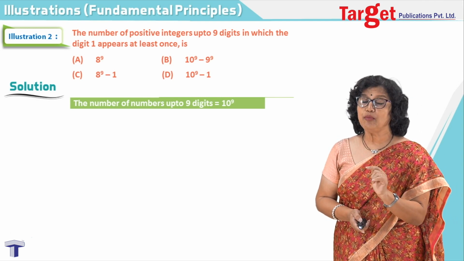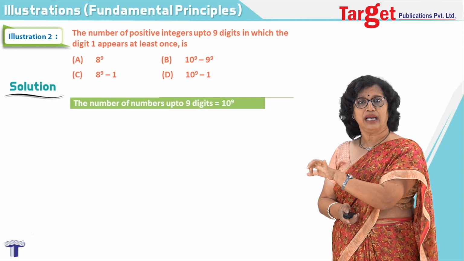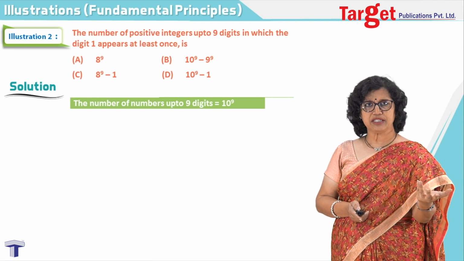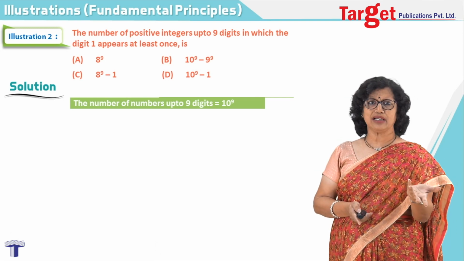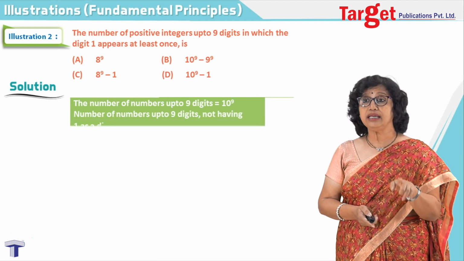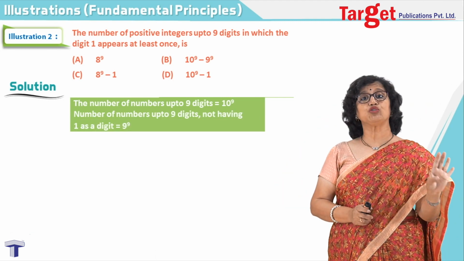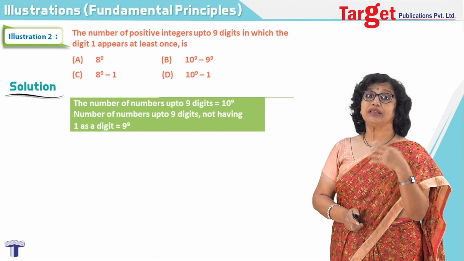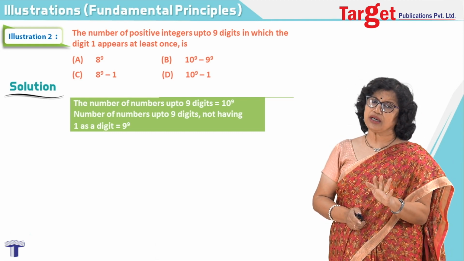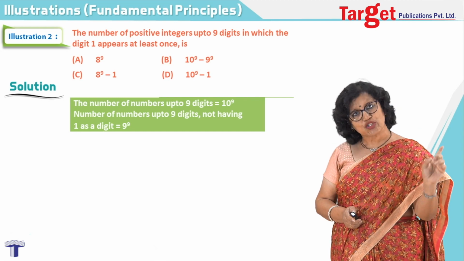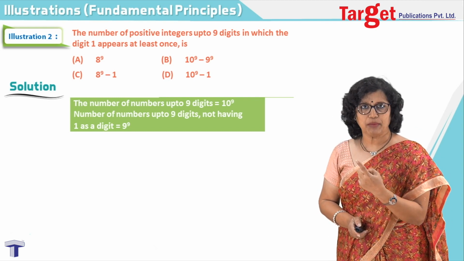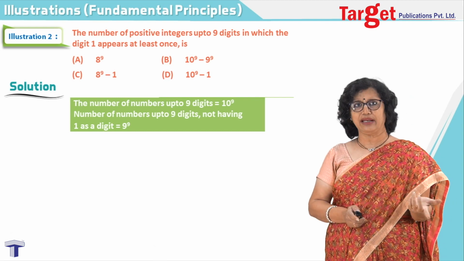10 raised to 9 because each place can be filled in 10 ways. So use the multiplication principle. 9 places are there, so 10 raised to 9. Correct? And similarly, I can go for numbers in which 1 is not involved anywhere. So that would be 9 raised to 9. Again, same logic. Excluding 1, the rest all 9 digits are available for filling those 9 places. So 9 raised to 9.